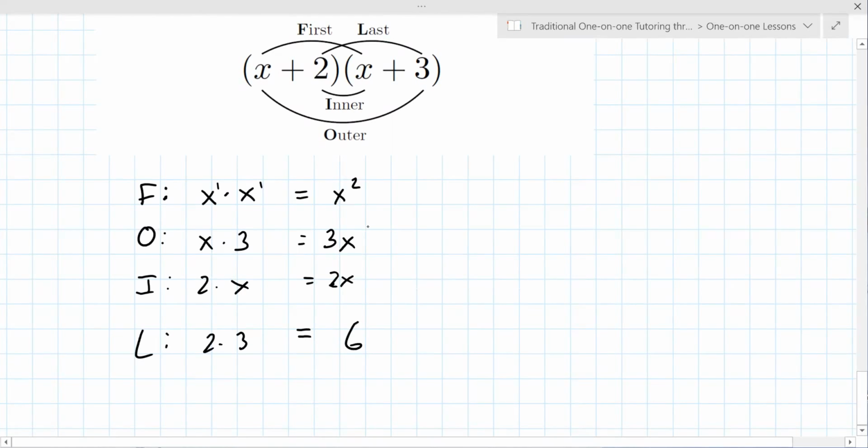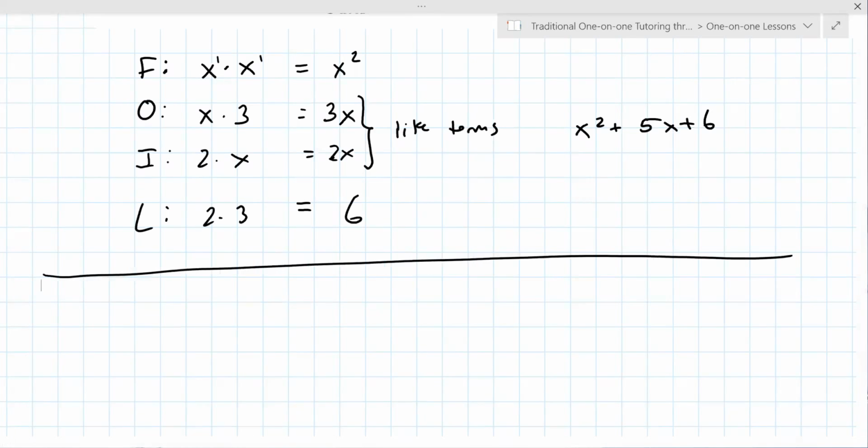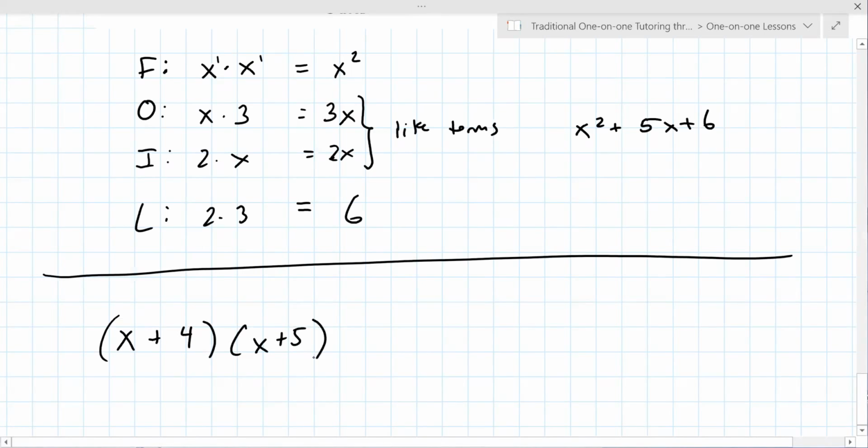Now in general, but not always, you can combine the outer and the inner. These are often like terms, often, not always. So this becomes x squared plus 5x plus 6. All right, let's have you do one on your own here. Let's go x plus 4, x plus 5. Go ahead and give that a try, please.